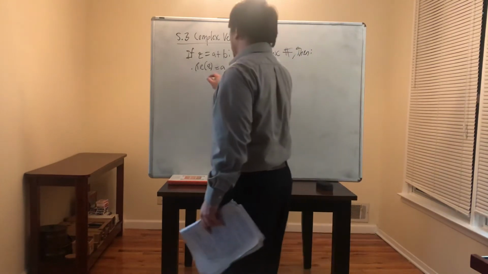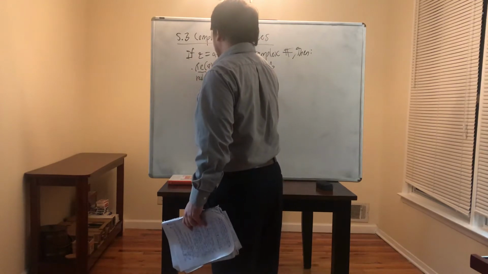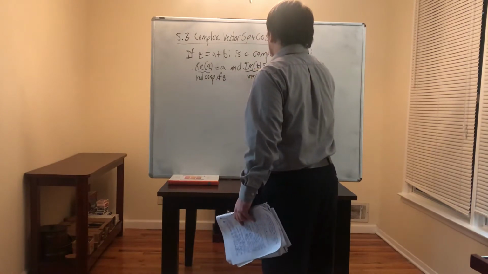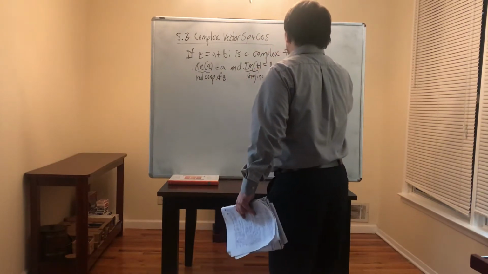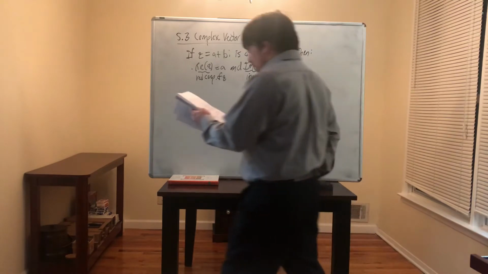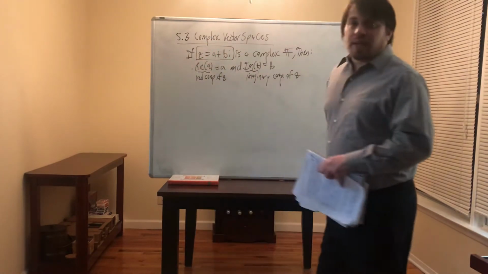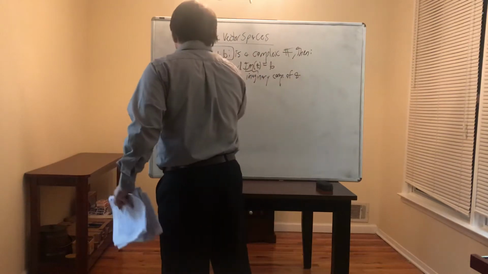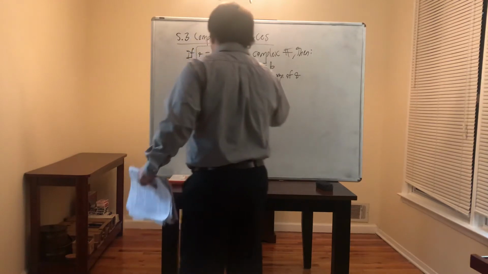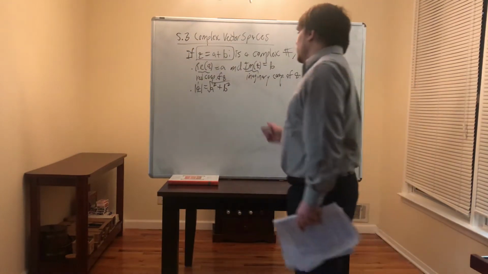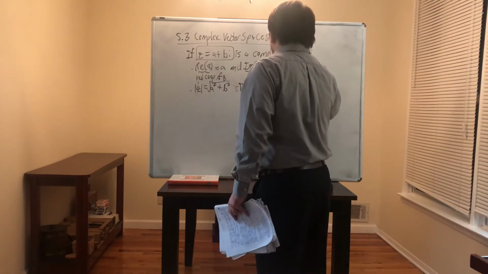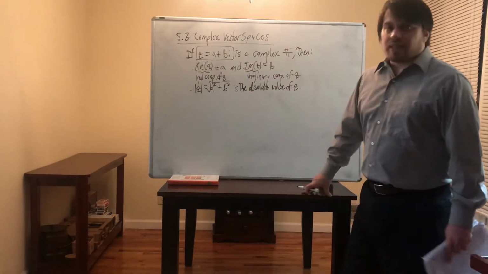So this is the real component of z, and this is the imaginary component of z. So a is the real component of z and b is the imaginary component of z for this z equals a plus bi. The modulus of z is equal to the square root of a squared plus b squared, or you could say this is the absolute value of z. It has little names also.